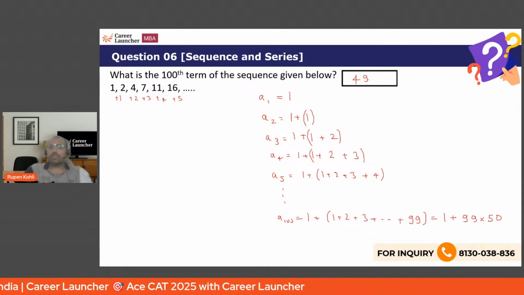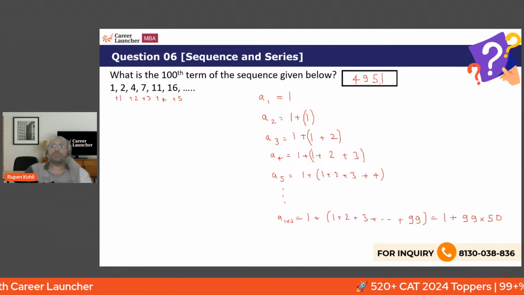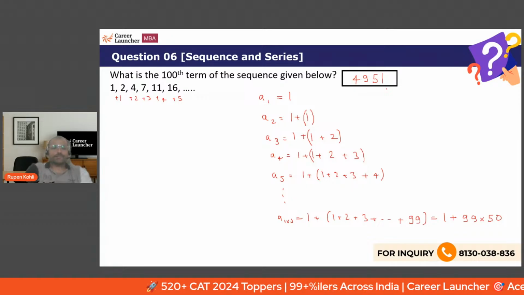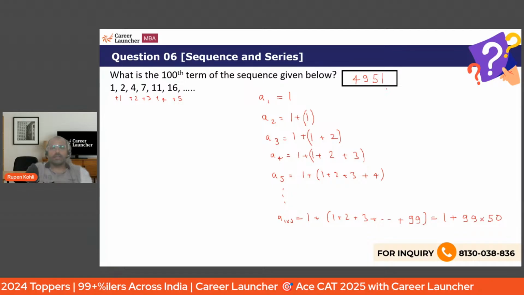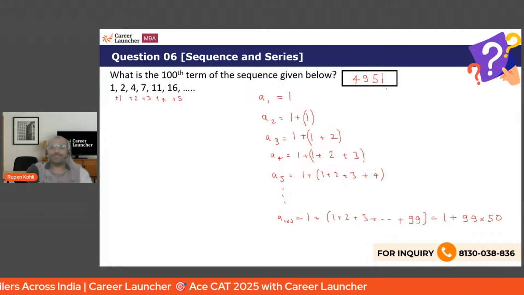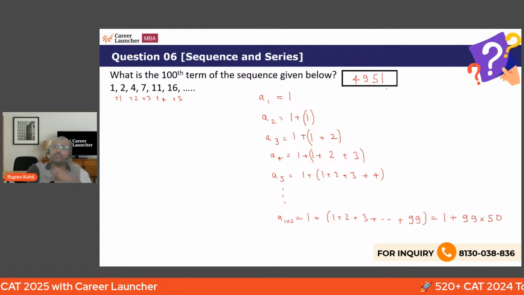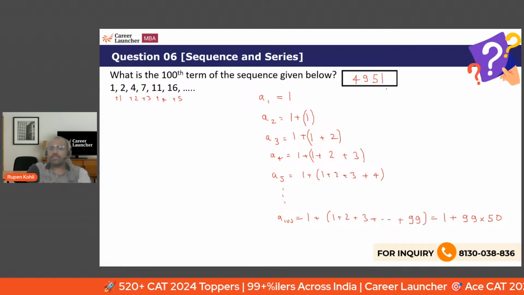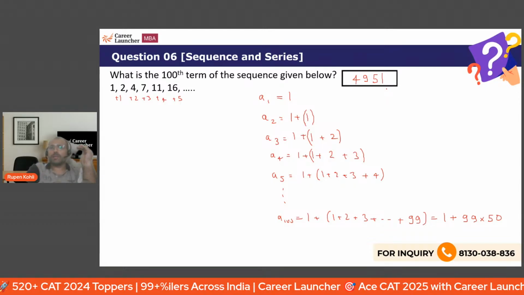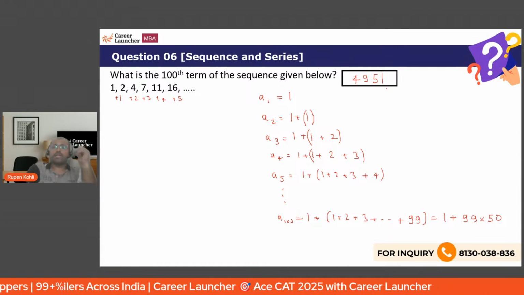So 4951 is your 100th term of this sequence. Right? Isn't it? So pattern recognition, right? Understanding how to write the term so that we can actually just sum it up, right? No formula required. What is the formula for the term? Just do number plugging, right? Just write the sequence in its numerical form.